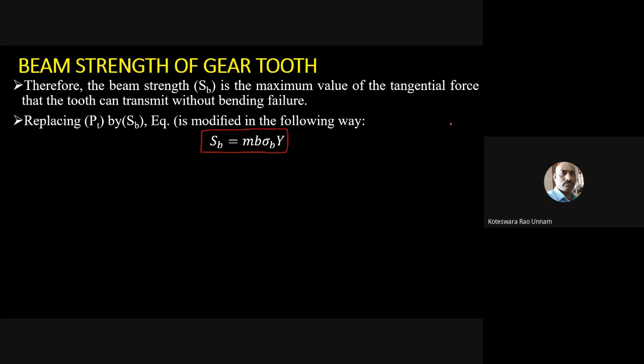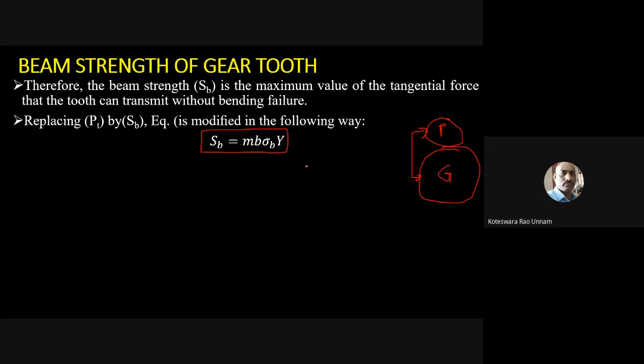Then in the gear drive, I have two gears. One is the pinion, another one is the gear. The smaller one we'll call the pinion, and the larger one we'll call the gear. So out of these two, which one do we need to design first and which one next? That is the next question.